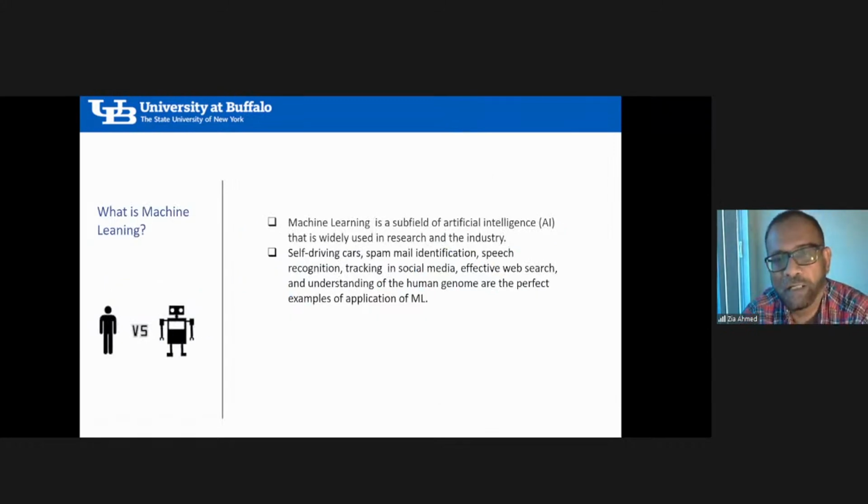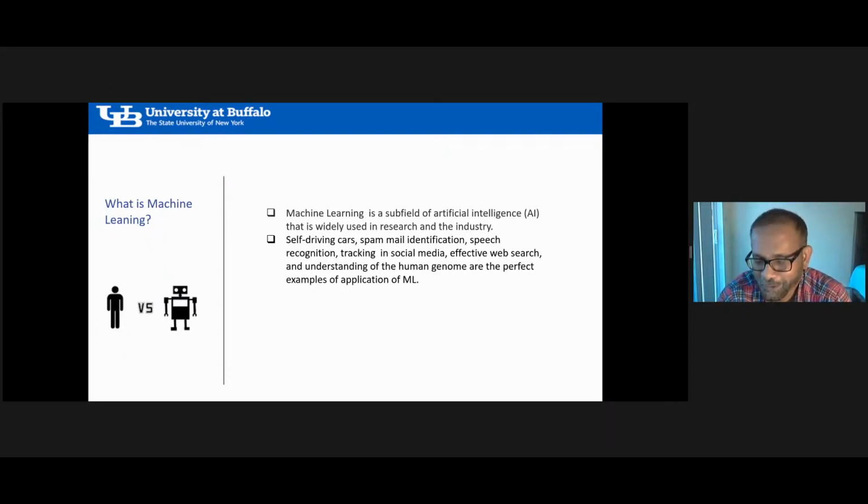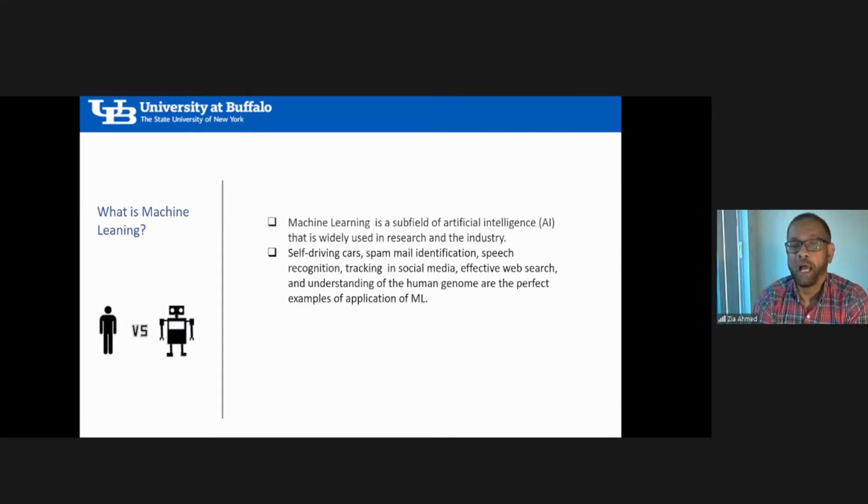So machine learning is a software artificial intelligence that has been widely used in research and industry. Most of you know the difference between human and machine. We humans learn from experience, and machines need to be told what to do. So can you get a machine to learn from experience? The answer is yes, and this is precisely machine learning.